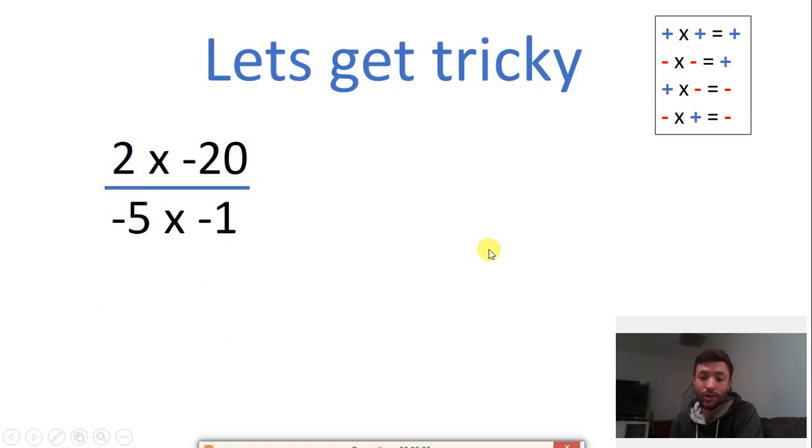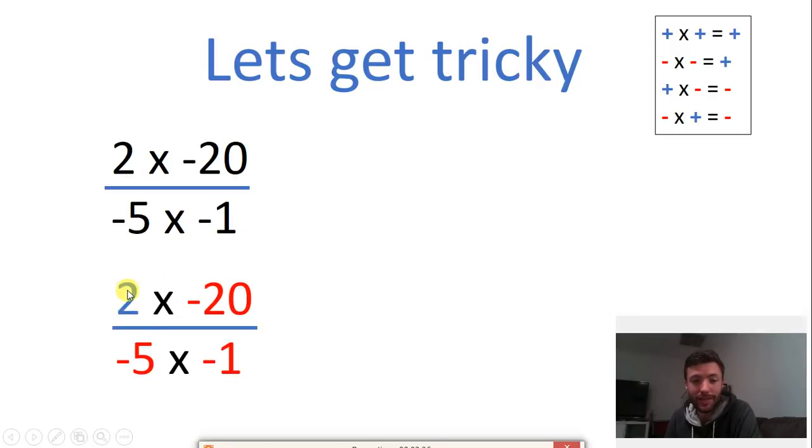So let's look at something tricky now. We have 2 times negative 20 divided by negative 5 times negative 1. I'm going to split it up into our positives and negatives. So we have 3 negatives here, 1 positive. And we can do each part first. So 2 times negative 20, going back to what we did before, is going to give us negative 40. So 2 lots of negative 20 equals negative 40.